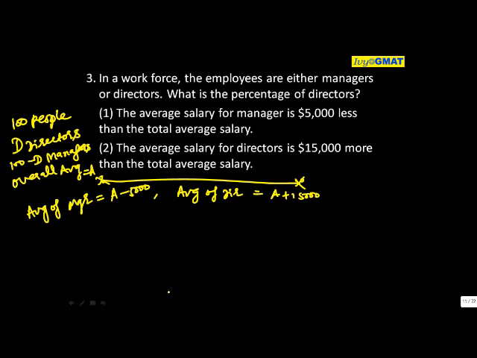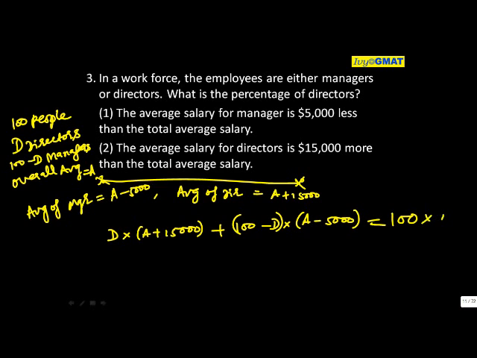Let's make a full equation. D is the number of directors into the average of directors is A plus 15,000, plus 100 minus D is the number of managers into the average of managers is A minus 5,000, is equal to the total number of people 100 into the total average as A. Are you okay with this equation or is there any doubt here? Number of directors into average of directors is the sum of directors. Number of managers into average of managers is the sum of managers. It is equal to number of people into overall average, which is the sum of salaries overall.